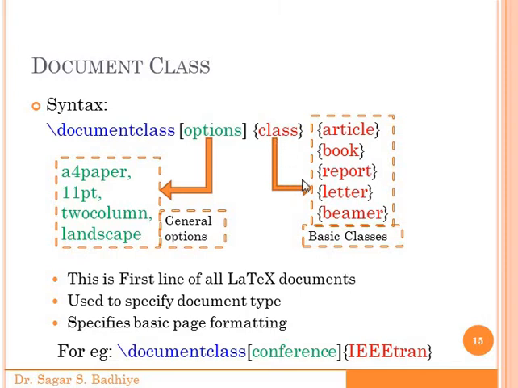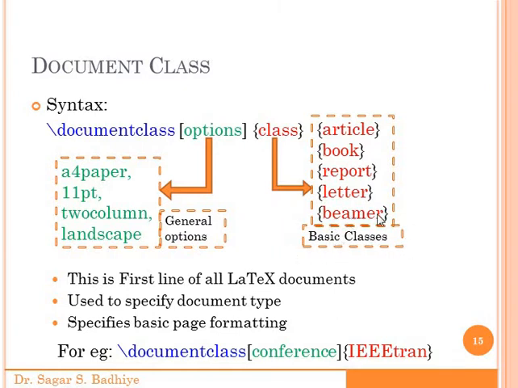So in LaTeX there are basically five types of classes which are generally used. The first is the article class, which is for writing different articles and papers. Second is the book class, used for writing books. Third is the report class, used for writing reports and theses. Next is the letter class, used for writing letters, and the last is the beamer class, used for creating presentations. These are the basic classes in LaTeX.